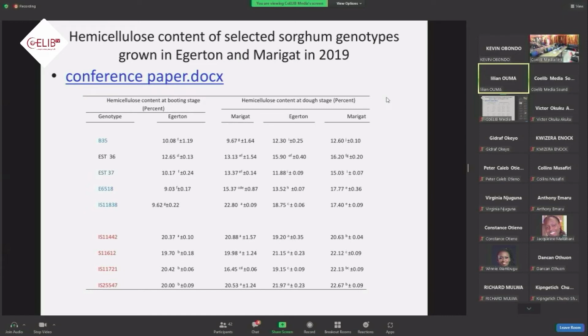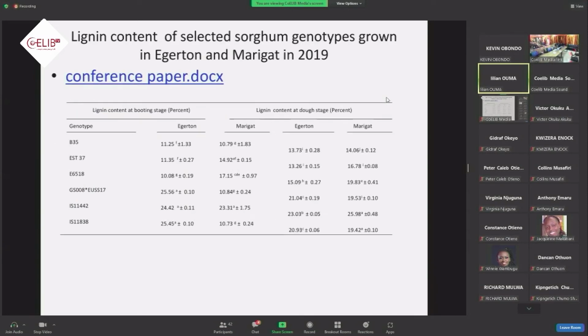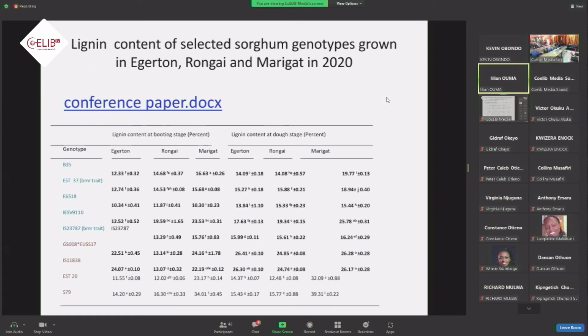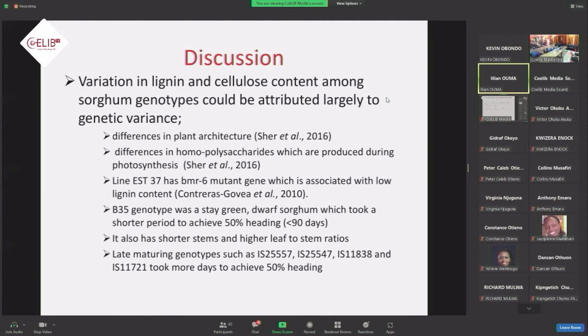We therefore recommend that, based on lignocellulose content, the best stage to harvest fodder sorghum to achieve high fodder quality and higher digestibility is booting stage. And we also recommend that in vitro and in vivo digestibility analysis be conducted for the highlighted genotypes which had low lignin content, that is B35, EST20, and EST37.